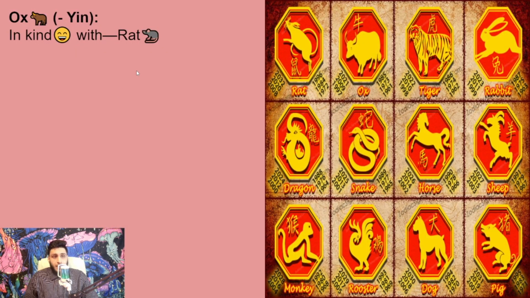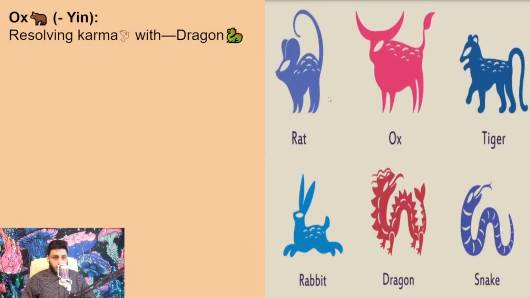And the ox is in kind with the rat. So yes, they have a quite good relationship going, even though we know the rat cheated to win the race. The rat used the ox's body to win the race. The ox has a resolving karma with the dragon. So the relationship between the ox and the dragon will often be about resolving karma. So it could be good or bad, depending on the karma.